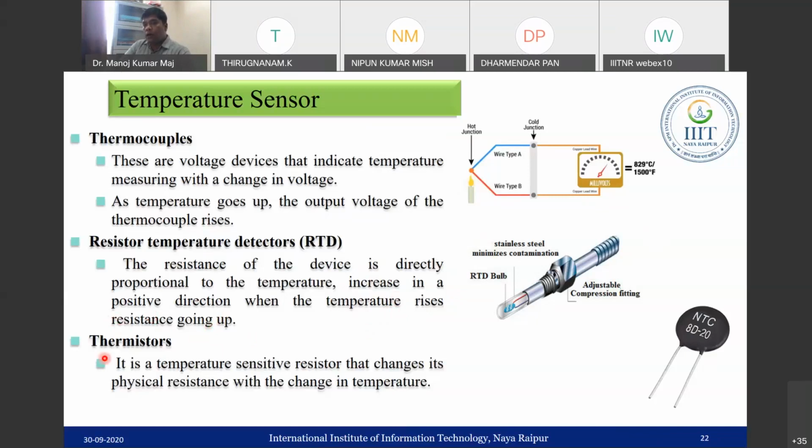And another one is the thermistor. In the case of the thermistor, it is a temperature sensitive resistor, and it can change its physical resistance with the change in temperature. So these are the different kinds of temperature sensors that we basically use.